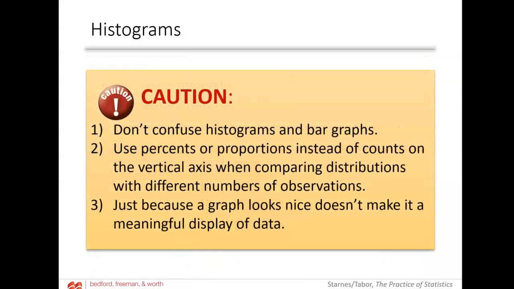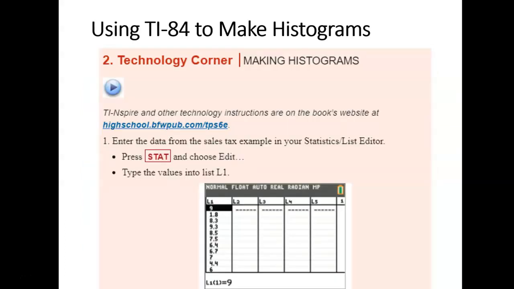So don't confuse histograms with bar graphs. Remember, bar graphs were for categorical data and histograms are for quantitative data. Use percents or proportions instead of counts when you're going to compare distributions with different numbers of observations. We talked about that last time. It's the great equalizer to do a relative frequency rather than a frequency. If one of your samples has 28 kids and the other sample has 52 kids, it's not fair to just look at the counts. Just because a graph looks nice doesn't mean it's actually a meaningful display of data. So sometimes the graph is misleading even though it looks pretty.